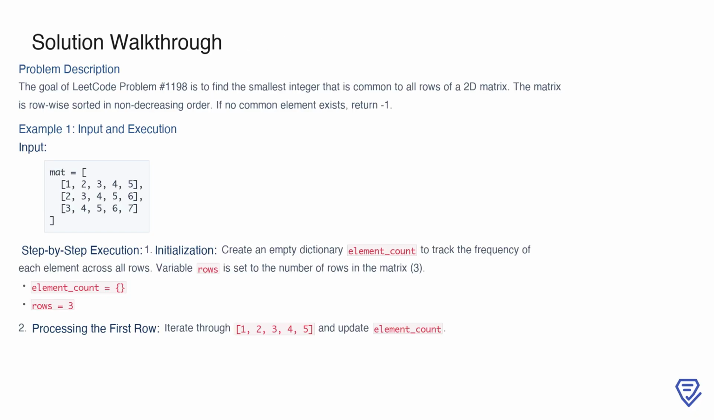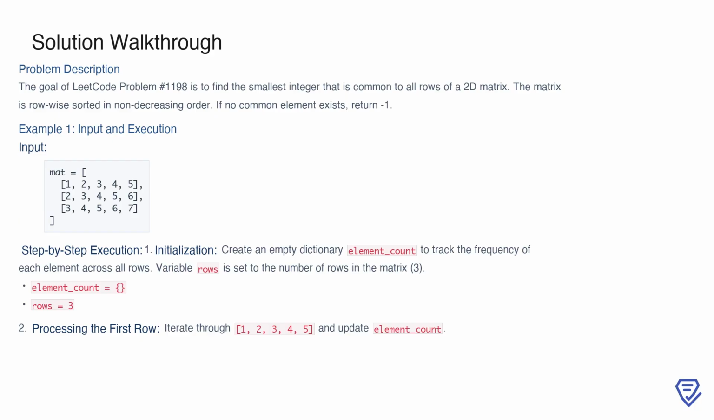In this problem, we're tasked with finding the smallest integer that is common across all rows of a 2D matrix. The matrix is row-wise sorted in non-decreasing order, which is an important property we can leverage. If no such common element exists, we return -1. Let's start with an example to understand the problem more clearly.